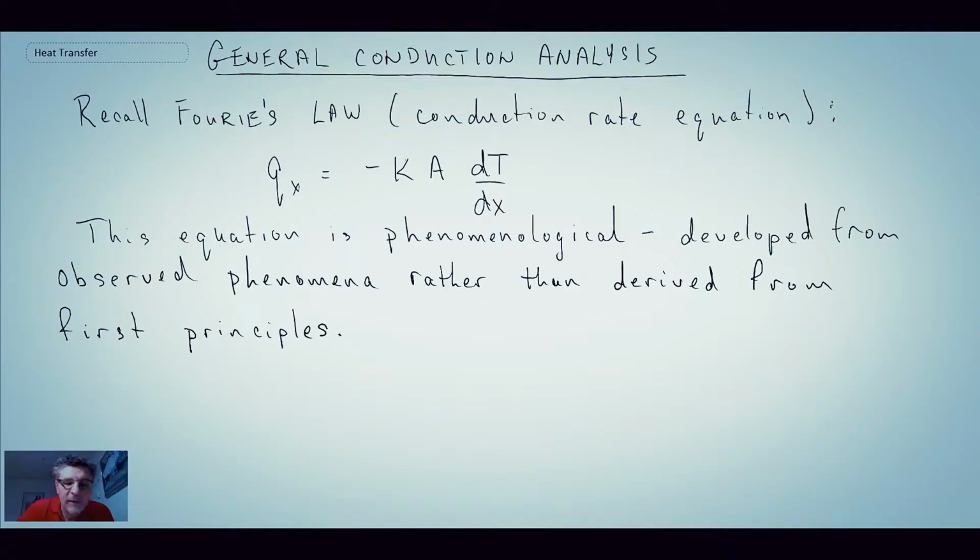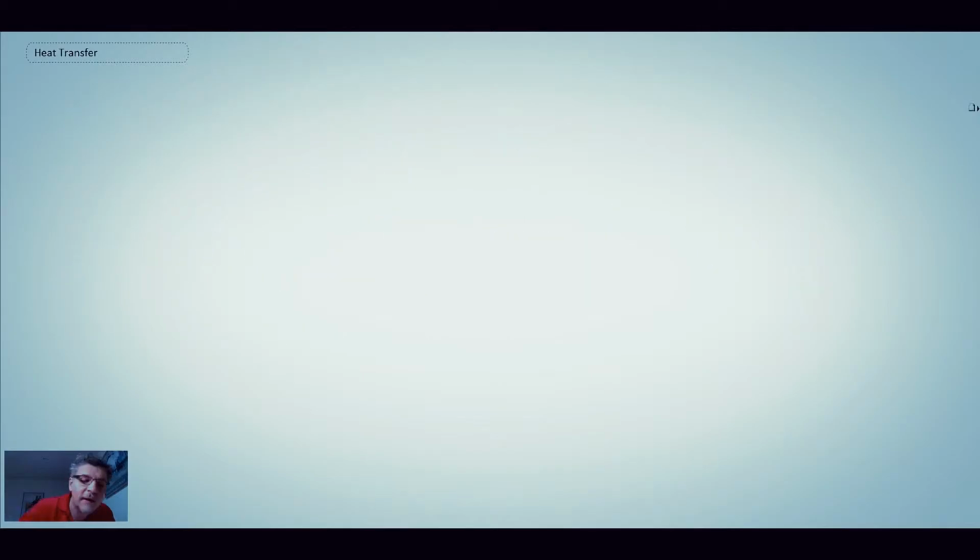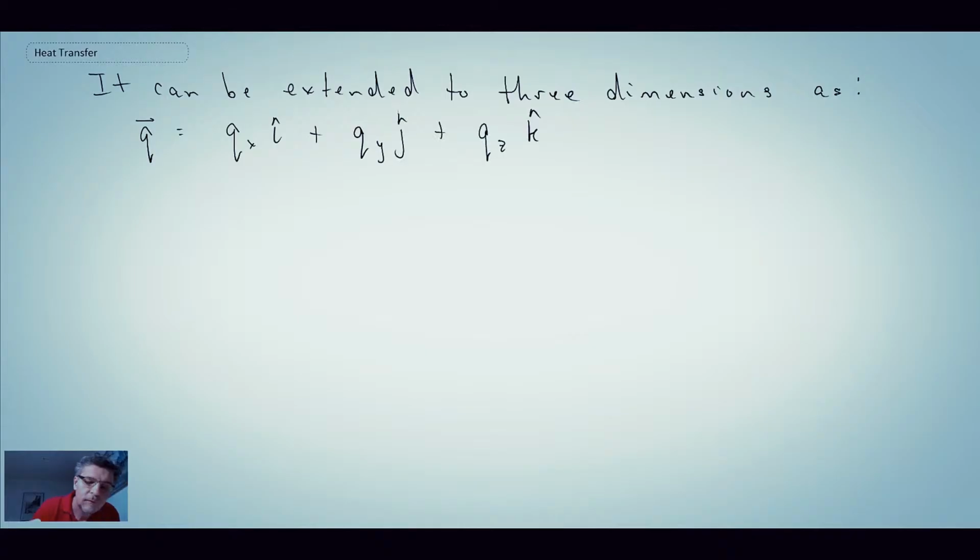Now, the equation that we've shown here is for a one-dimensional case. And this equation can be extended into multiple dimensions. And so we can extend it to 3 dimensions, and let's write that out. So what we can do, we can write the heat flux as a vector. Here we have the x component in the i direction, the y component in the j, and the z component in the k direction. And we can also relate this to Fourier's law. And so let's do that in this line.